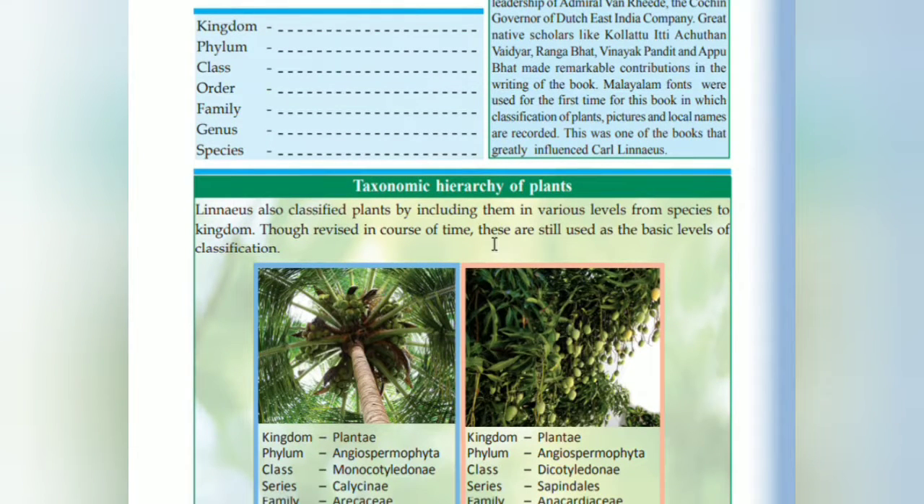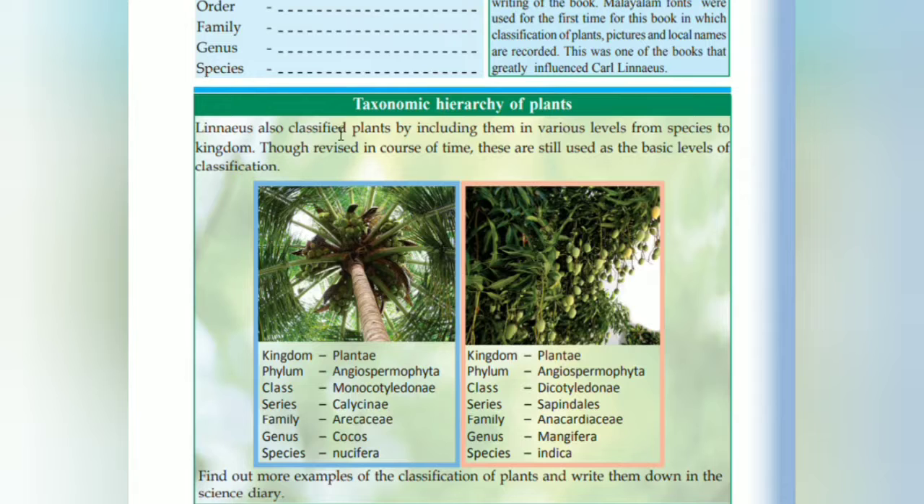Taxonomic hierarchy of plants. Linnaeus also classified plants by including them in various levels. Linnaeus classified the plants in various levels of a species.